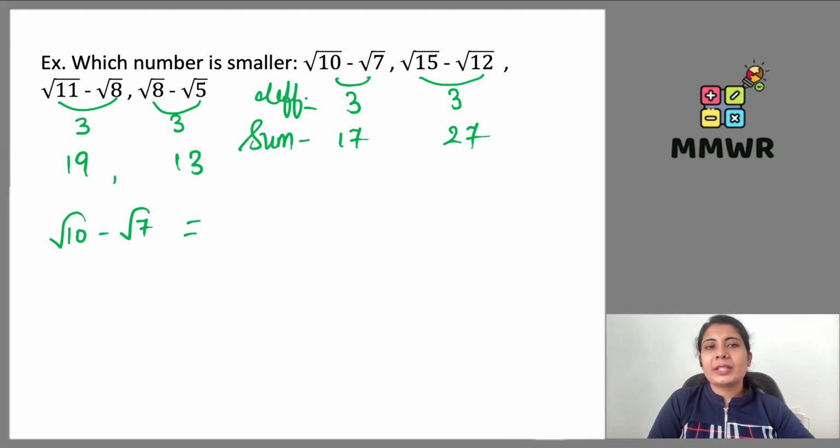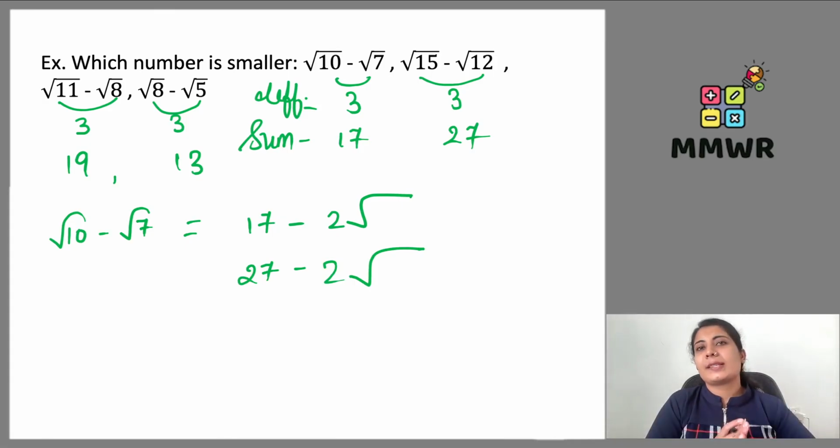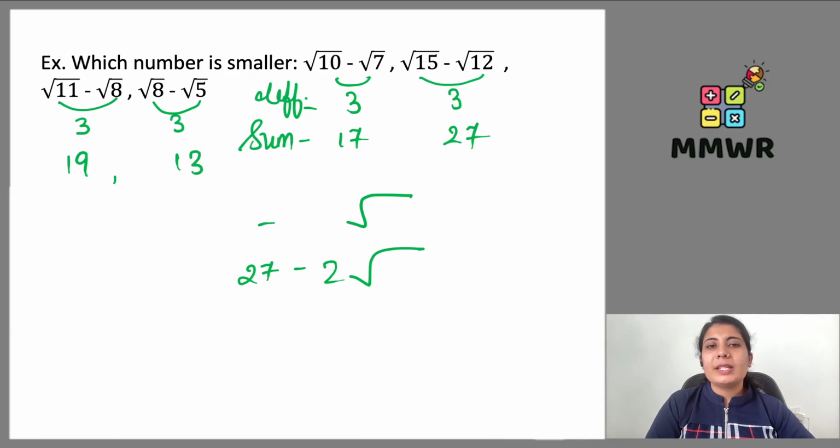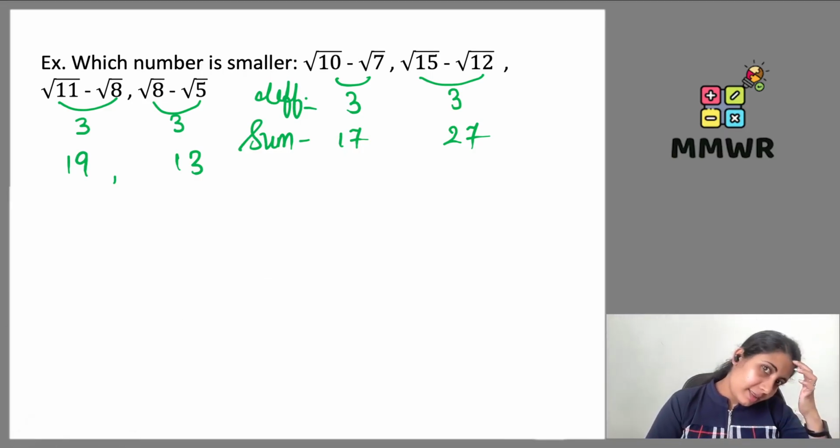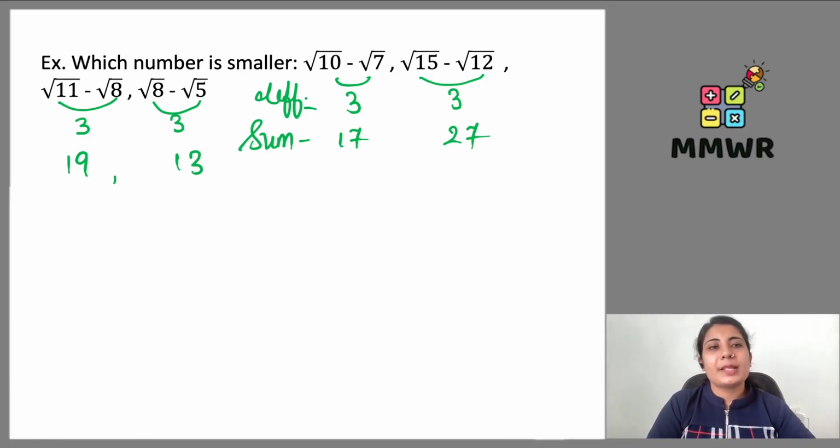Root 10 minus root 7 gives me 10 plus 7, 17 minus 2 root something. Root 15 minus root 12 gives me 27 minus 2 root something. So the situation becomes minus, minus everywhere. We don't know how much is being subtracted from what, which value is bigger and which is smaller. That is why we will simply take the opposite, that is, we find the sum of all of them.